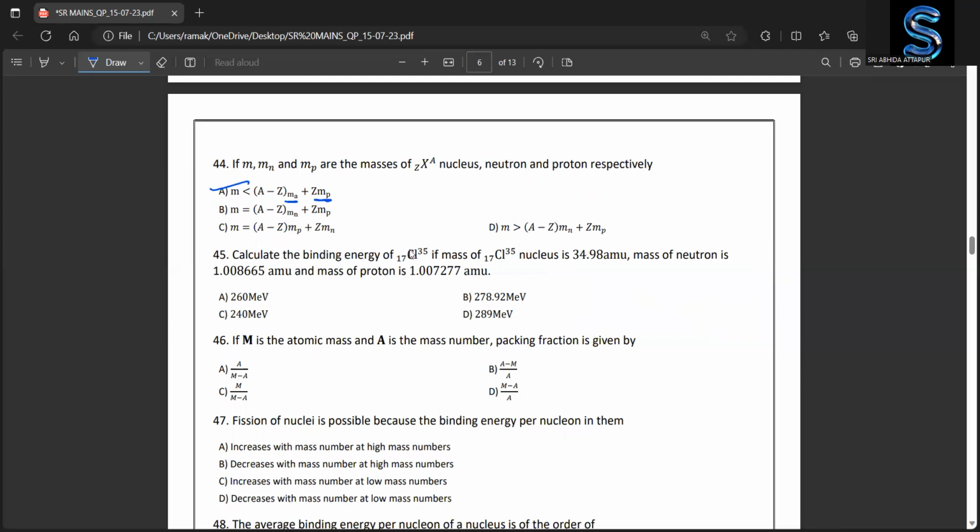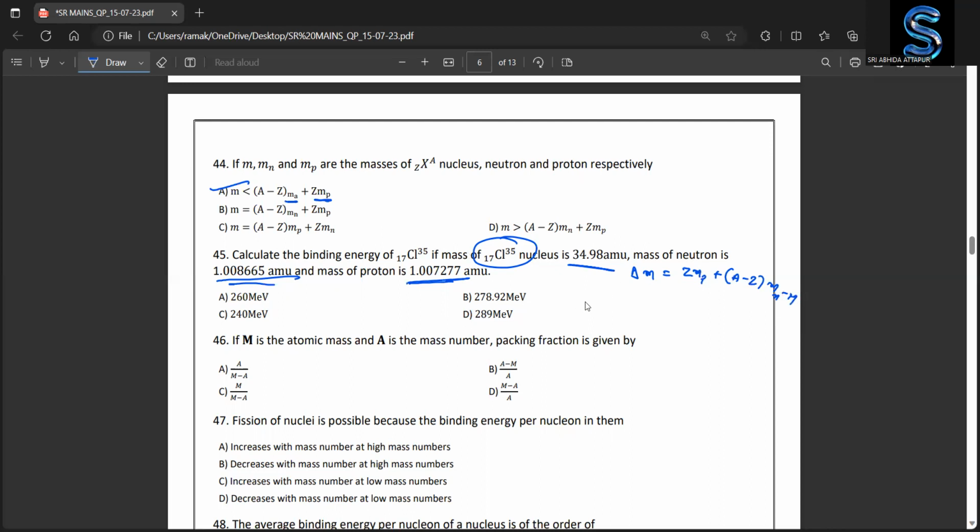Observe the next question. Calculate the binding energy of chlorine 17 35. If the mass of the chlorine 17 35 nucleus is 34.98 AMU, the mass of the neutron is 1.008665 AMU, and the mass of the proton is 1.007277 AMU. Based on that, the mass defect can be represented as delta M equals Z into Mp plus (A minus Z) into Mn minus M.